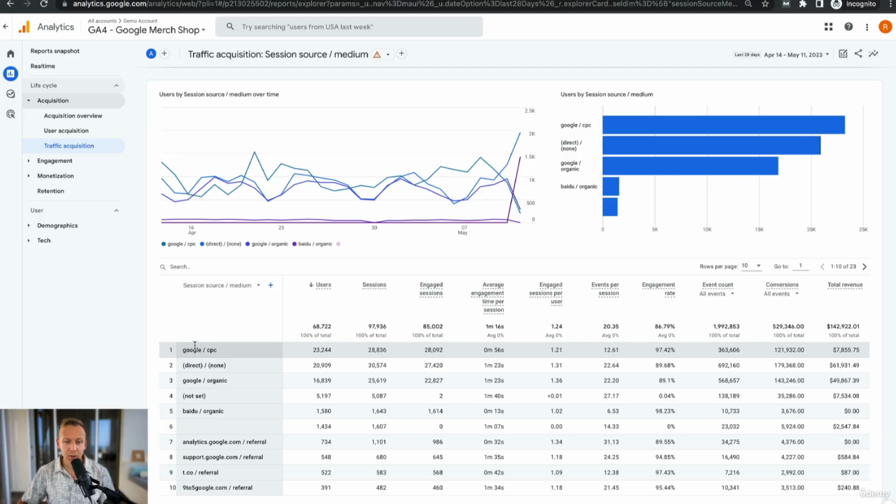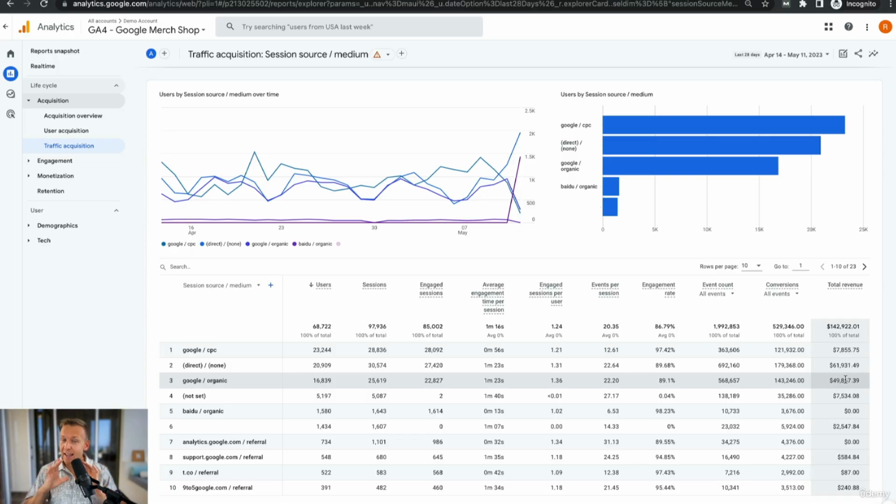So the first thing I'm gonna look at is we get the most users coming from Google advertising. The question is, how much money is that making us? Well, in 28 days it's making us $7.8 thousand. Now this is where it gets interesting. Compare that to organic Google users. They're making almost $50,000.